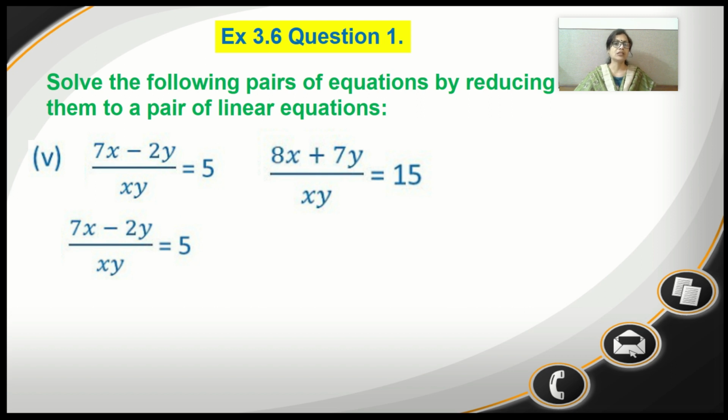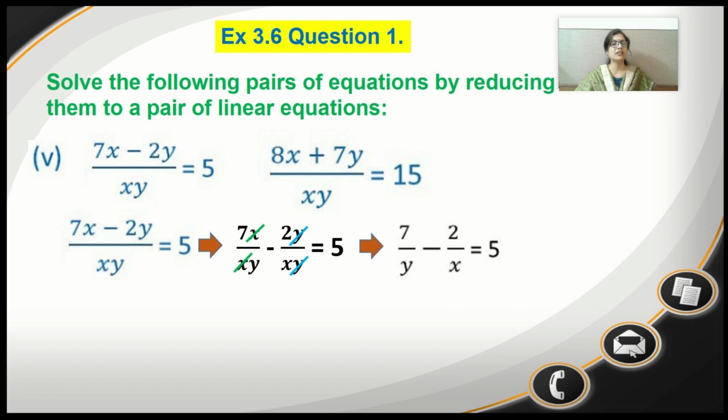Now how to solve this? So what you have to do, children, we will separate every term and keep the denominator same to each term of this equation. Please have a look at this. So how will we write? First term is 7x upon xy minus 2y upon xy is equal to 5. Alright. Now if you see the first term, we can cancel this x and we can cancel this y. So what are we left with? We are left with 7 upon y minus 2 upon x is equal to 5.